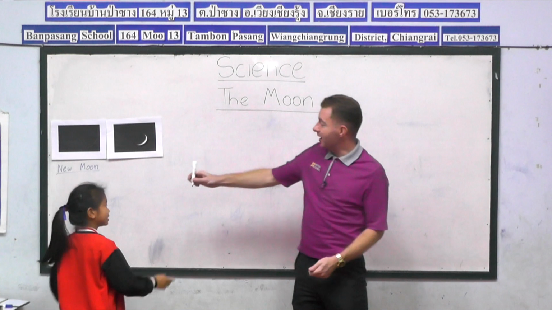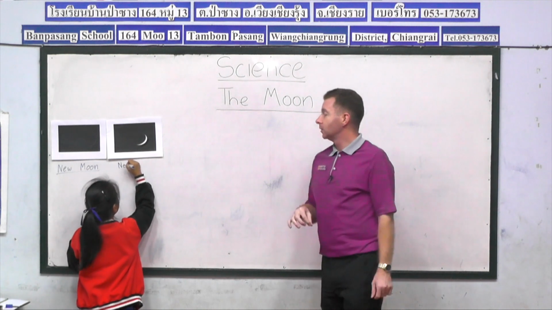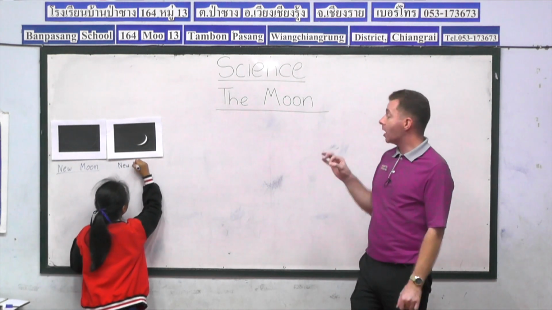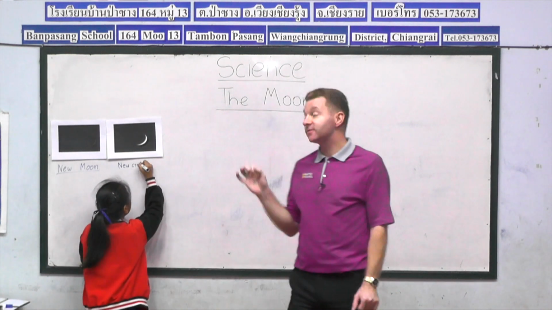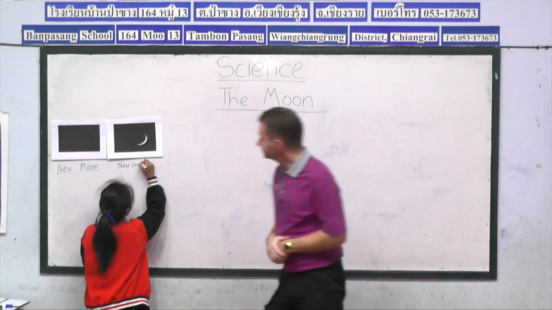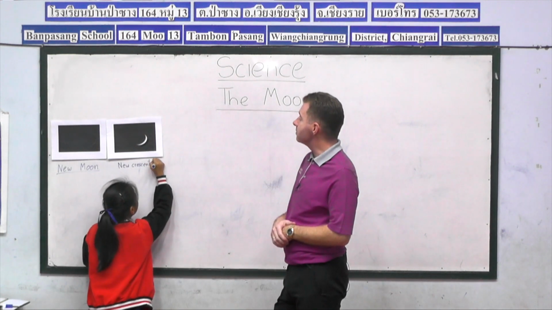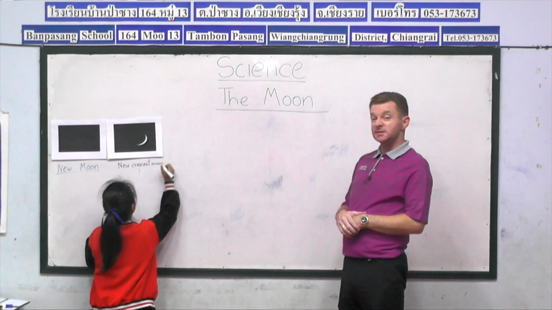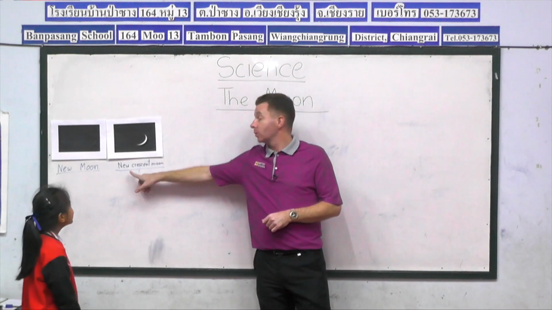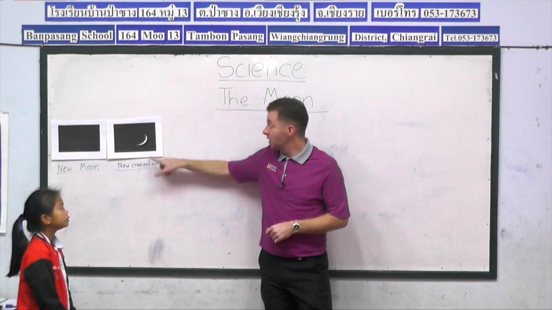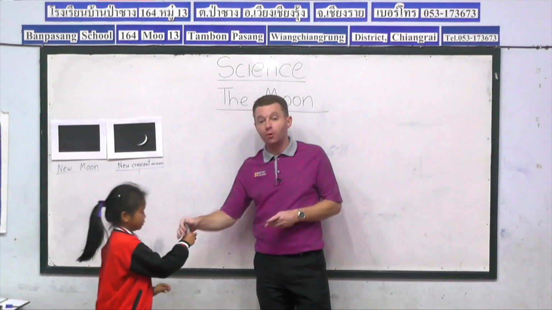Brilliant. And now Prel will demonstrate how to write new crescent moon. So we've got new, C-R-E-S-C-E-N-T. Perfect. And then moon. Yes, so you see it's only one extra word in the middle of new moon. We have new crescent moon. Because this shape here is a crescent. Prel, that was brilliant. High five and a big round of applause for Prel, please, guys.